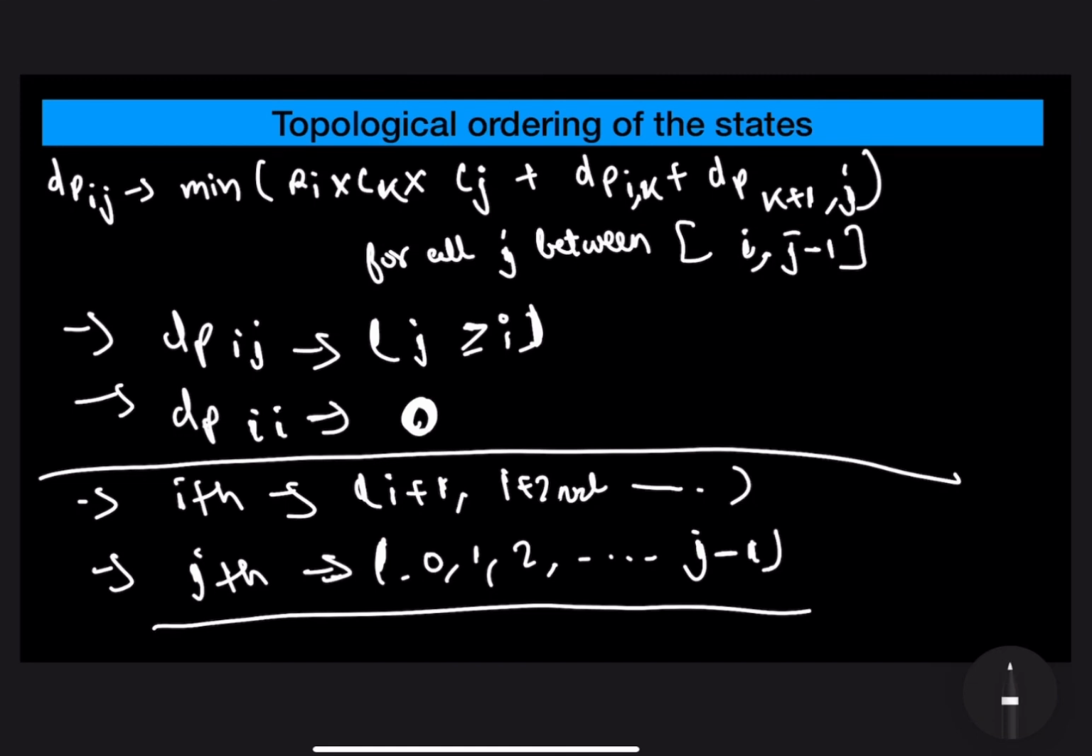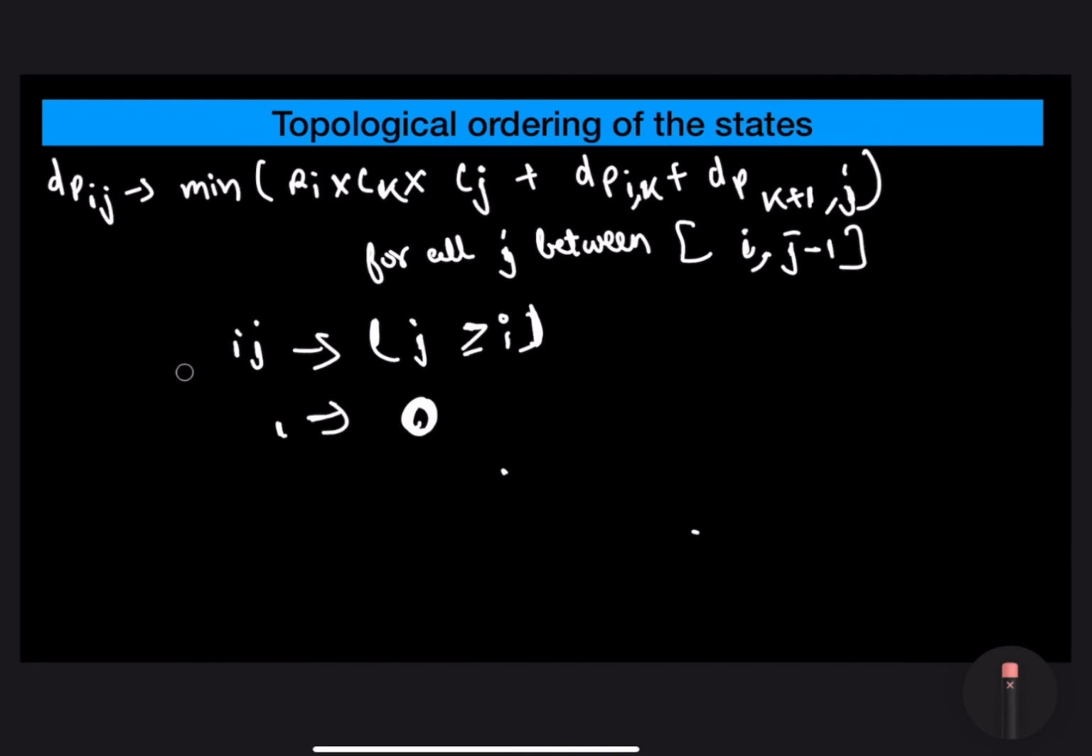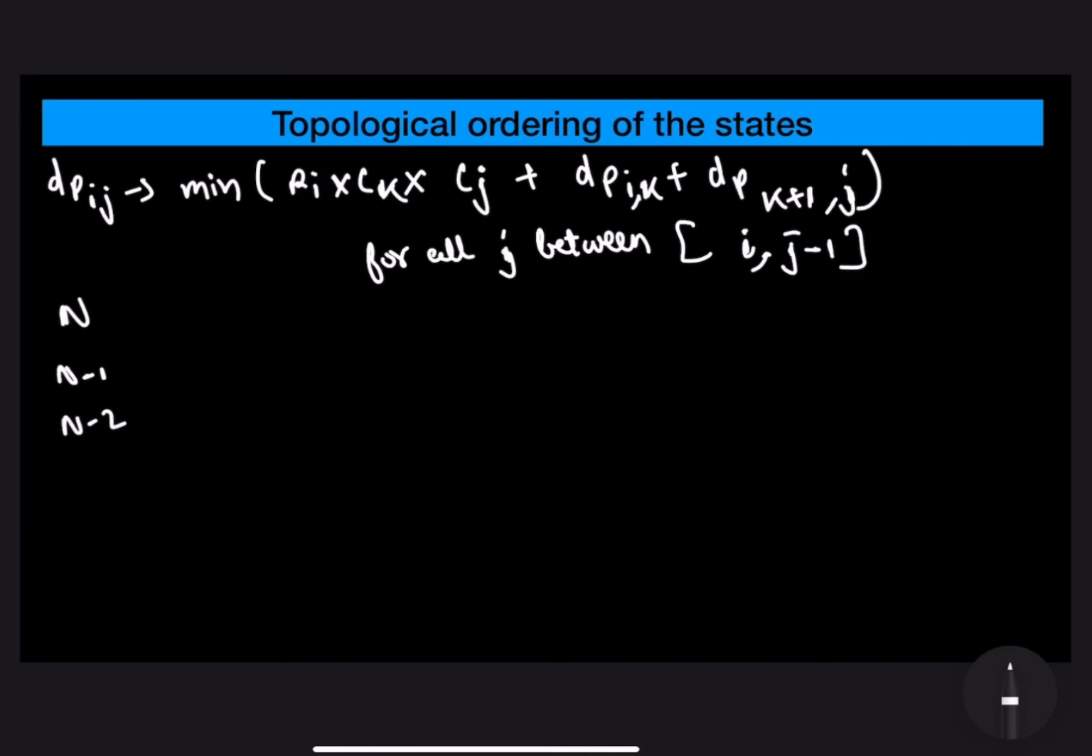So for that, let's just make some space over here. And now let's try to lay down the topological ordering. As we discussed, it's important that we solve the rows in decreasing order. That is, first we will solve the nth row, then n minus first row, then n minus second, and up to first row. Now let's say I'm trying to solve the nth row. I have already discussed that j should be greater than or equal to i. So in this case, the only state that we need to solve is n comma n.